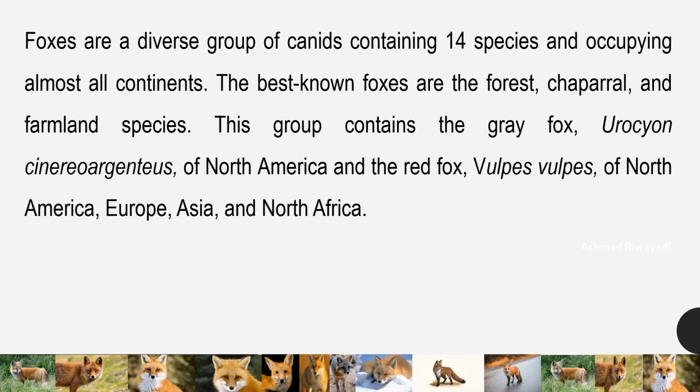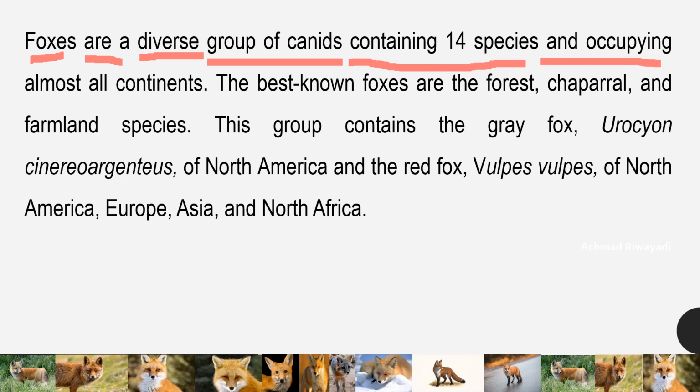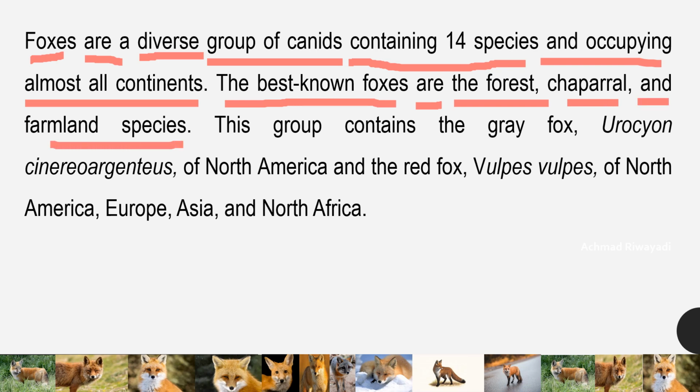Foxes are a diverse group of canids containing 14 species and occupying almost all continents. Rubah merupakan kelompok bangsa anjing yang terdiri dari berbagai macam jenis, yang berisi 14 spesies dan menghuni hampir seluruh benua. The best known foxes are the forest, scrub, and farmland species. Rubah yang paling terkenal adalah jenis yang tinggal di hutan, semak-semak, dan lahan pertanian.